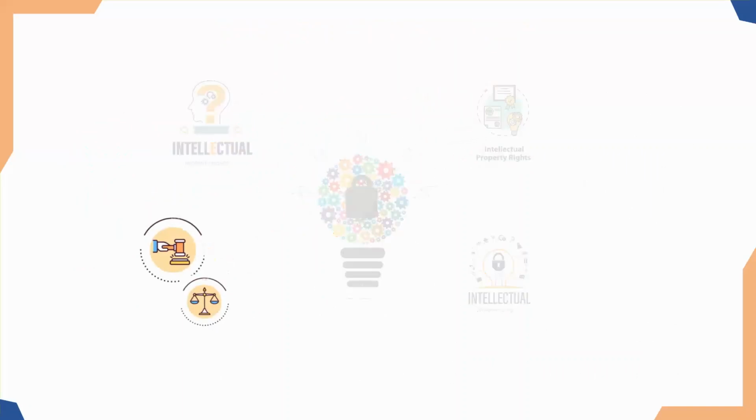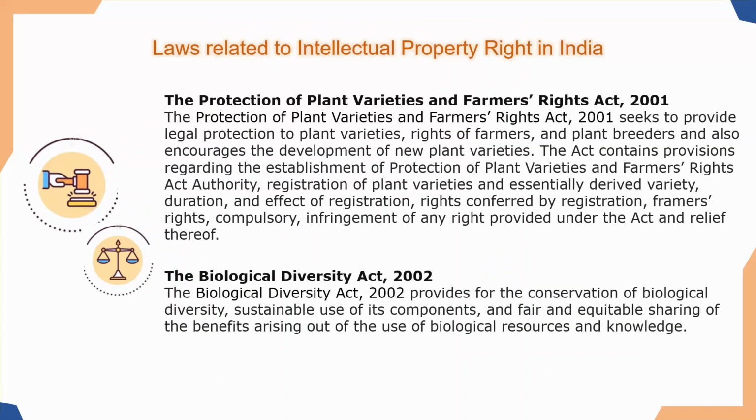And coming to the laws involved in intellectual property right in India, these are a few laws other than the four we have discussed earlier. The Protection of Plant Varieties and Farmers' Rights Act 2001 seeks to provide legal protection to plant varieties, rights of farmers and plant breeders, and also encourages development of new plant varieties. The Biological Diversity Act 2002 provides for the conservation of biological diversity, sustainable use of its components, and fair and equitable sharing of the benefits arising out of these uses of biological resources and knowledge.